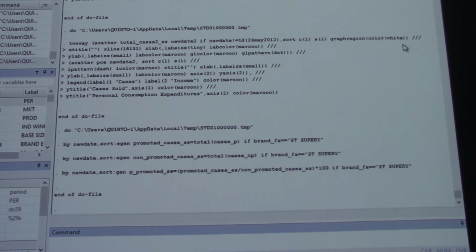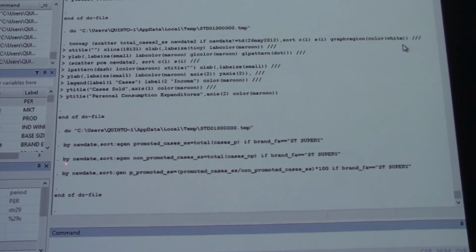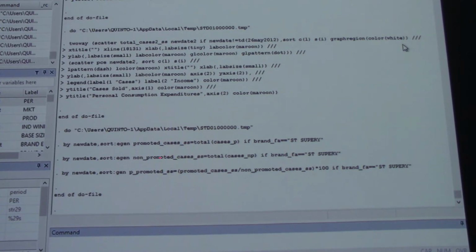Okay. Add up, same thing now, all the cases sold off promotion. And again, NP is off promotion. So again, we don't care about feature and display, temporary price reduction, we don't need any of that stuff. We just want to know, are you promoting more, are you promoting less?